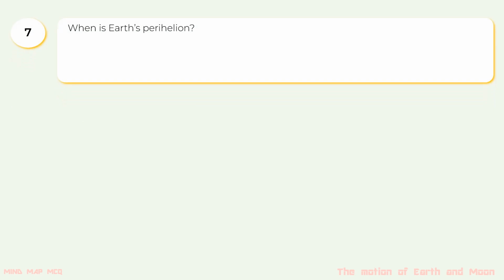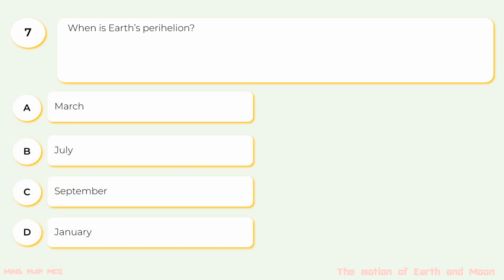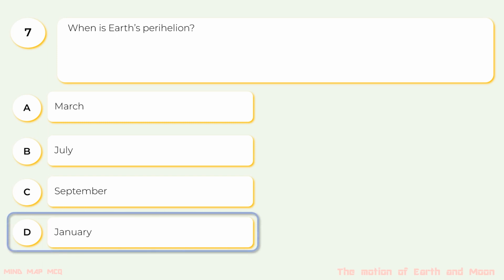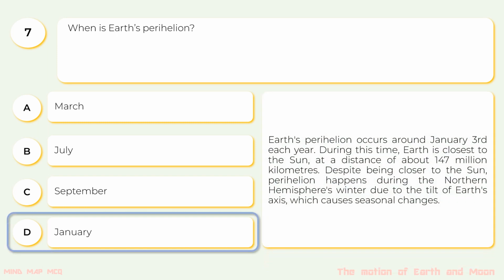7. When is Earth's perihelion? A. March, B. July, C. September, D. January. The correct option is D. January. Earth's perihelion occurs around January 3rd each year.